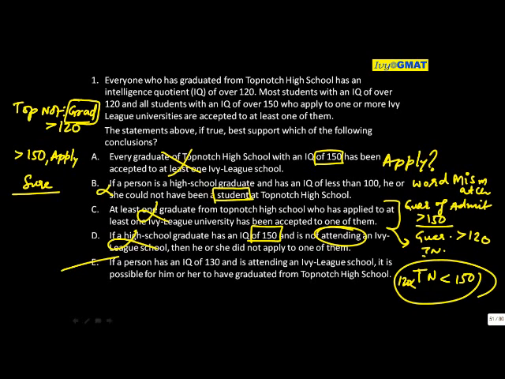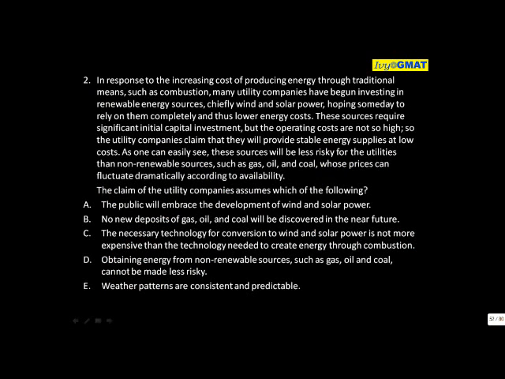If a person has an IQ of 130 and is attending an Ivy League school, it is possible, meaning maybe, maybe not, from top notch. If there is a person whose IQ is 130, he may be from top notch, may not be from top notch, and it is not that he can't go, maybe. So option E is perfectly correct as per what the passage is saying. But it is a tough question to get right, no doubt about this.